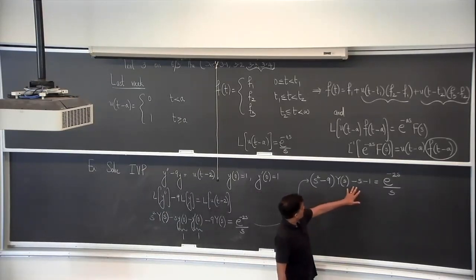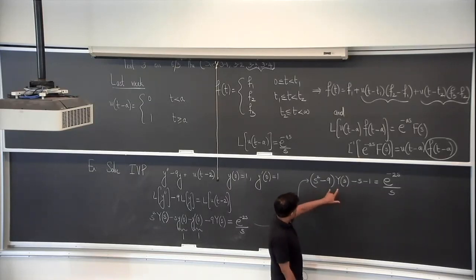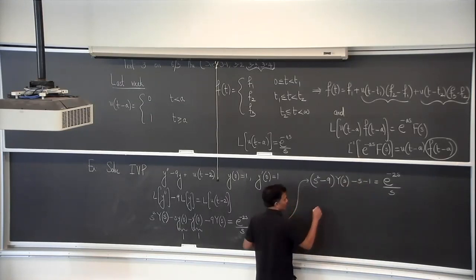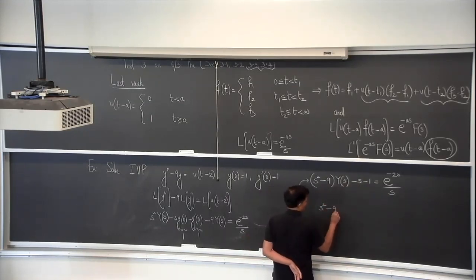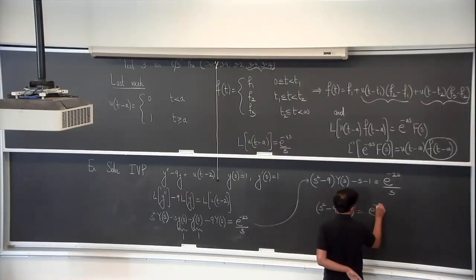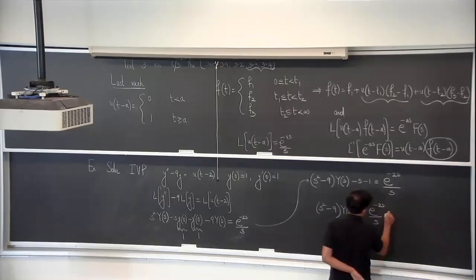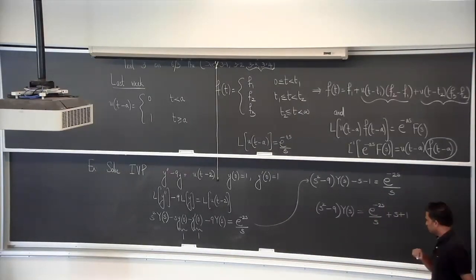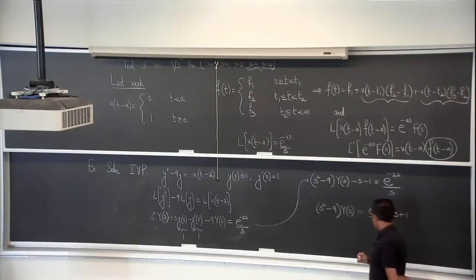Now, don't do anything silly here. Be careful about this part here, which multiplies the Y of s. This is not multiplying. Push it to the right side and then do what you want. All your basic algebra rules are still valid. So this is e to the power of negative 2s over s plus s plus 1. And then you can divide both sides by s squared minus 9.